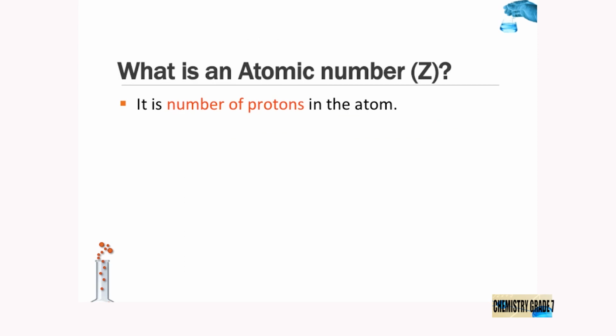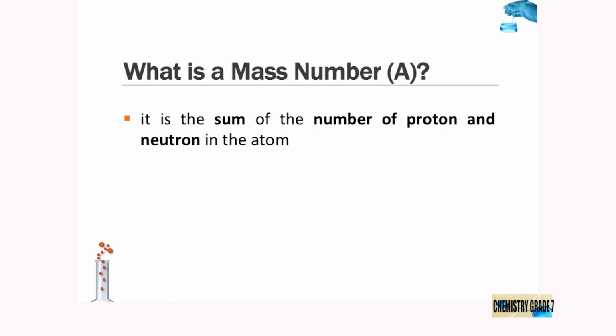What is an atomic number? It is the number of protons in the atom. The atomic number equals the number of protons in an atom. Or Z, which stands for atomic number, equals P, or protons. What is a mass number? It is the sum of the number of protons and neutrons in an atom. So A, or mass number, is equal to P, or protons, plus N, or neutrons. The mass of electrons is negligible, so that's why they are not in this formula.